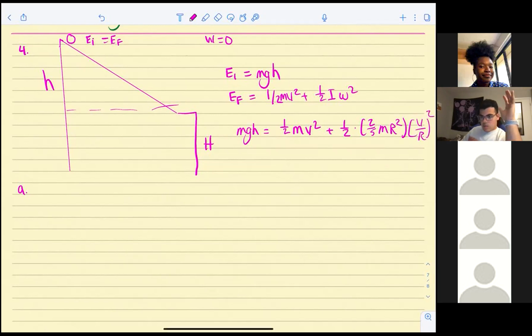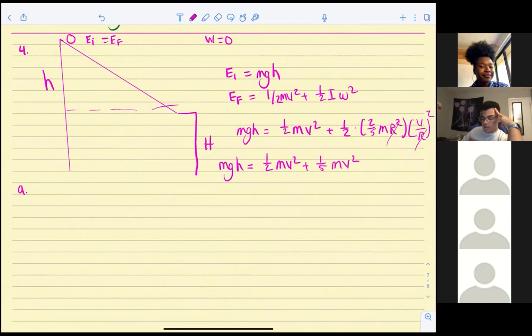Right? This is the same kind of math that we did for the first recitation problem. But in this case, the r's are the same. So this r cancels with this r, and you've got mgh equals 1/2 mv squared plus 1/5 mv squared. Solve for v.